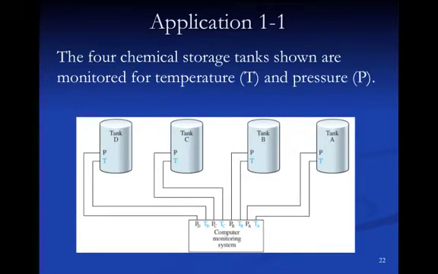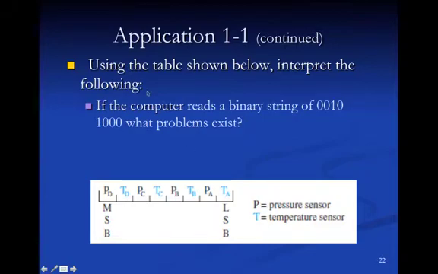Application 1. The 4 chemical storage tanks shown are monitored for temperature and pressure. As you can see in this diagram, we have tank A with its pressure and temperature going into this computer monitoring system. Using the table shown below, interpret the following.